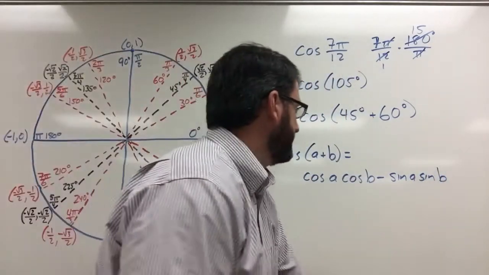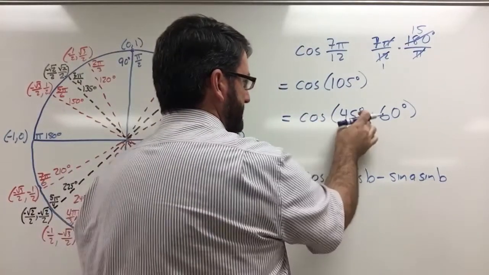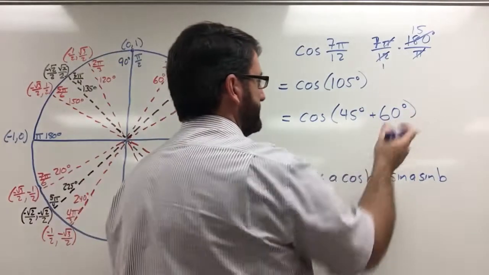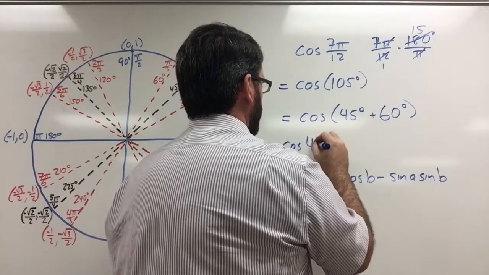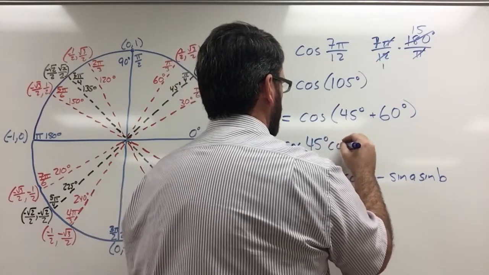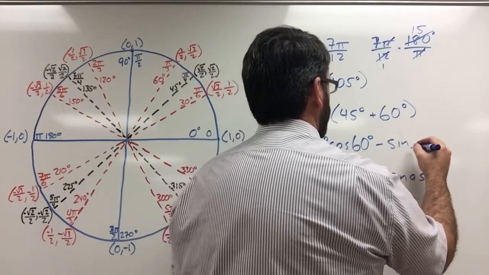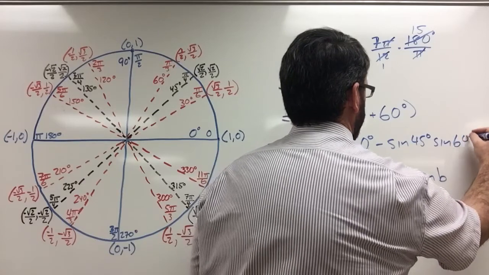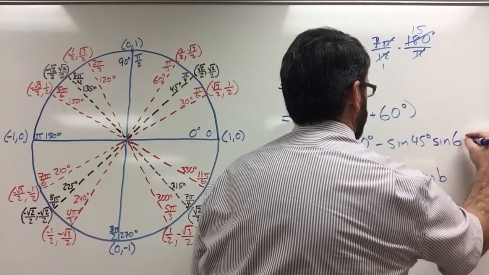All right, so let's rewrite this using a is 45 degrees, b is 60 degrees. So this is going to be the cosine of 45 degrees times the cosine of 60 degrees minus the sine of 45 degrees times the sine of 60 degrees.